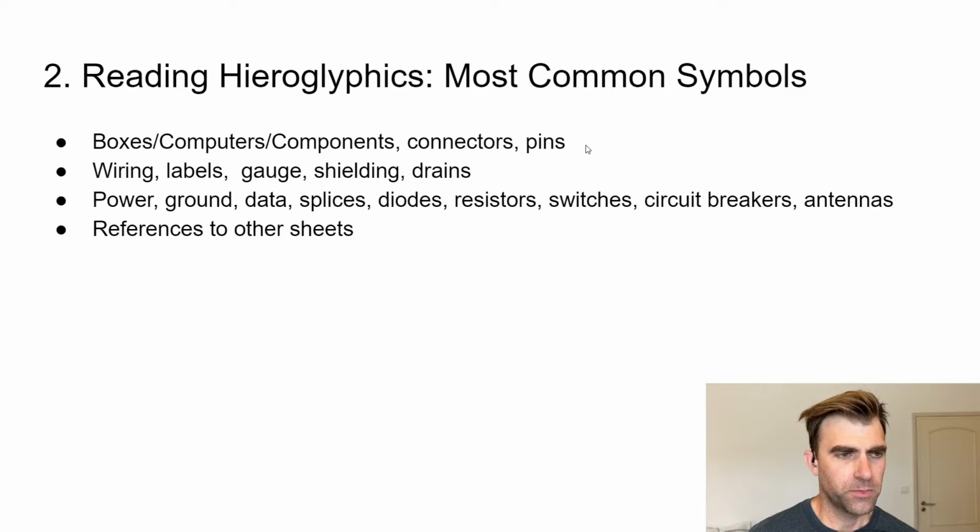All right, so the first category that I want to talk about was boxes, computers, components, black boxes. And so these would be your avionics or their switches, audio side, radios, what have you, and the connectors that go into those components, and then also the pins inside of the connectors. So those are the common things that you can see on the wiring diagrams.